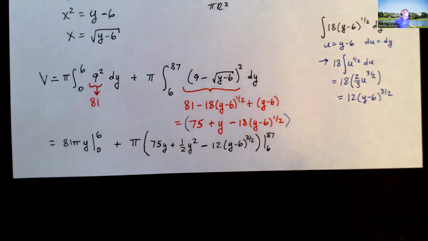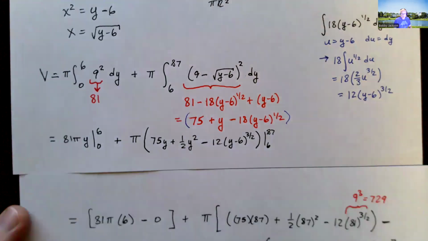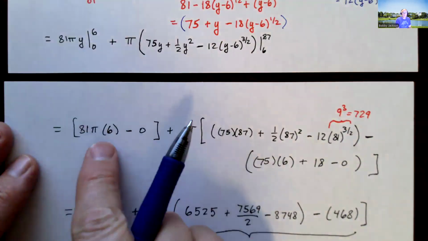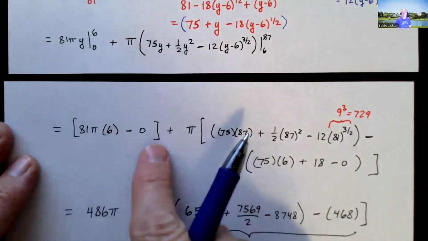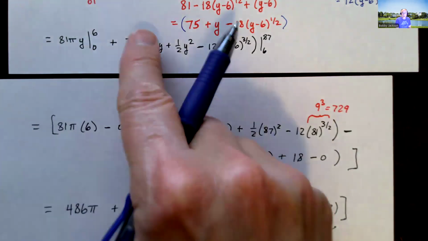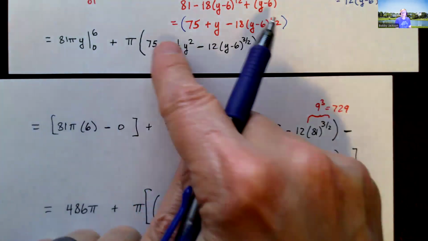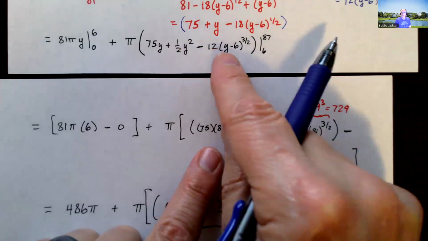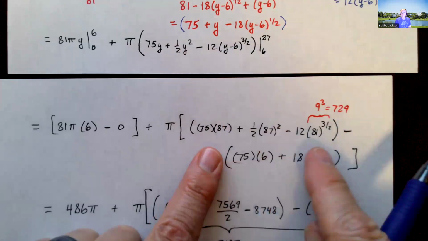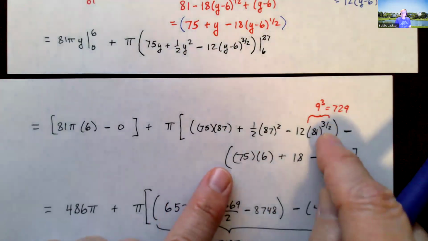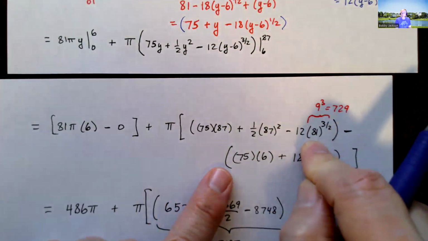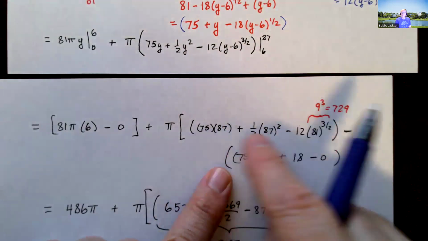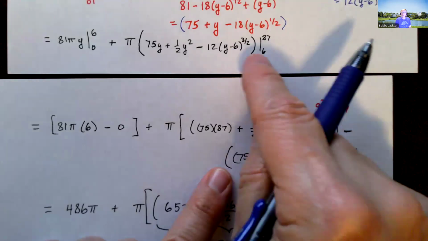So I went ahead and did that. I mean, you can use your calculator to help with that computation. Here was mine. Of course, this one's easy. Plug in 6, I get this. Plug in 0, I get 0. Over here, pi, first plug in 87: 75 times 87, plus 1/2 of 87 squared, minus 12 times, well, 87 minus 6 is 81. And 81 to the 3/2 power, that's the square root of 81, which is 9, and then cubing it gives me 729. So that's all in parentheses, minus the evaluation at 6.